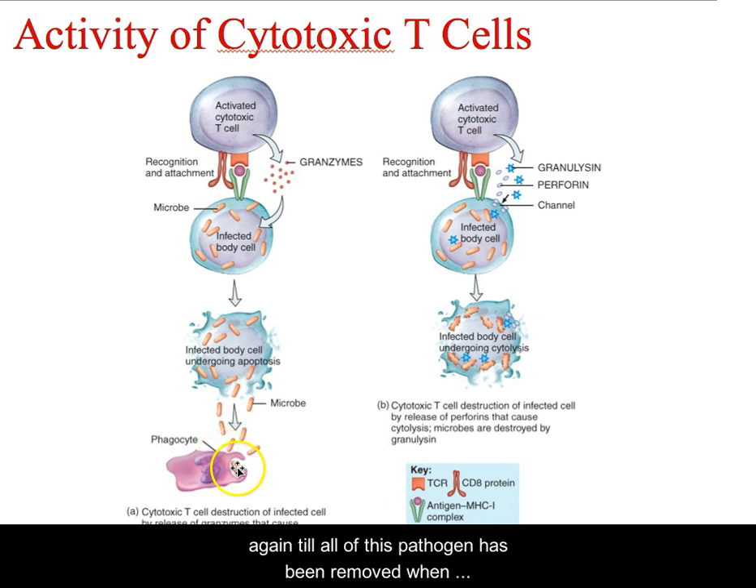Because remember, now, whatever was inside this cell that required MHC1 is now being exogenously taken up, and now it's using MHC2. So now you can go back into this being an antigen-presenting cell and start the whole process over again until all of this pathogen has been removed. When you're looking over here, you're seeing that these are the molecules that actually create channels that allow the cell to undergo cytolysis. And again, we're going to have phagocytes come over and destroy the entire process. So again, now you can use MHC2 molecules to present that.